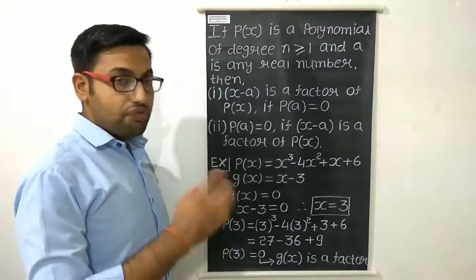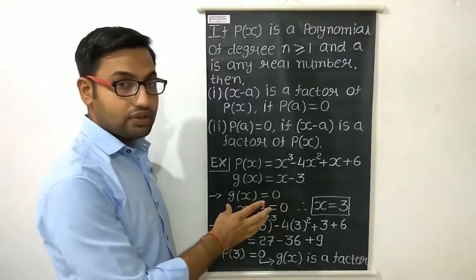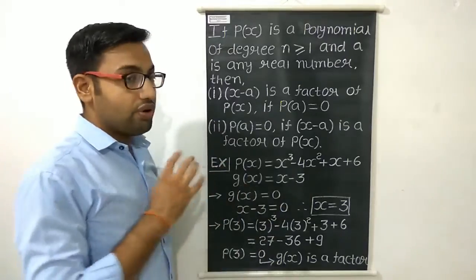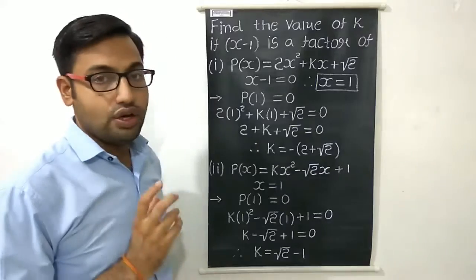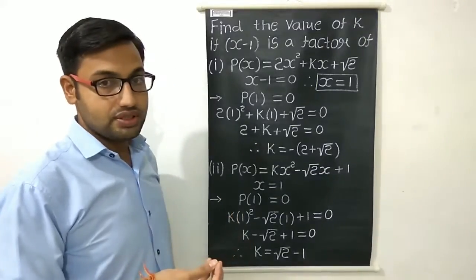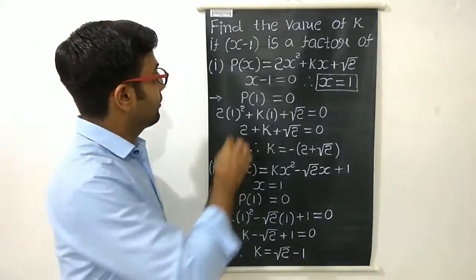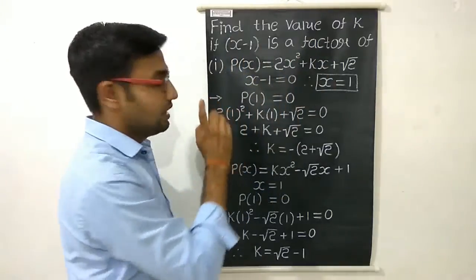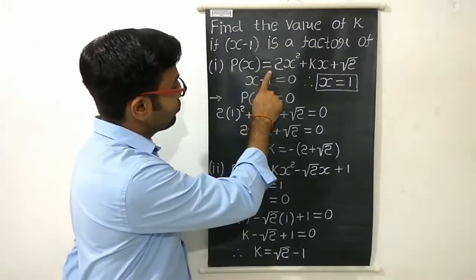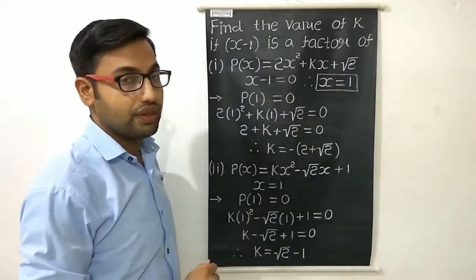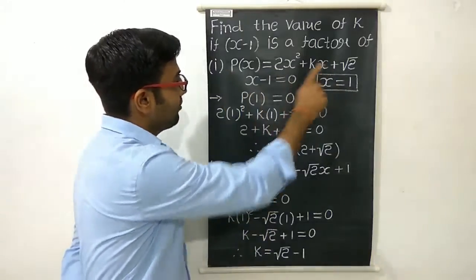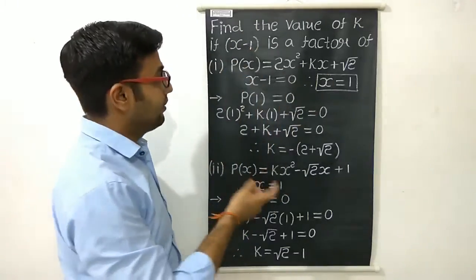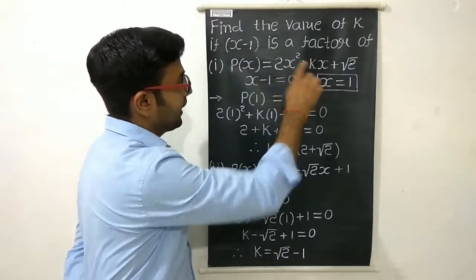So in this way, we can check whether any polynomial is a factor of another polynomial or not. So this is all about the factor theorem. Okay, so let us understand some questions based on the factor theorem. The first question is: find the value of k if x minus 1 is a factor of P of x is equal to 2x square plus kx plus root 2. This is the given polynomial and x minus 1 is a factor of it, and we have to find the value of k.